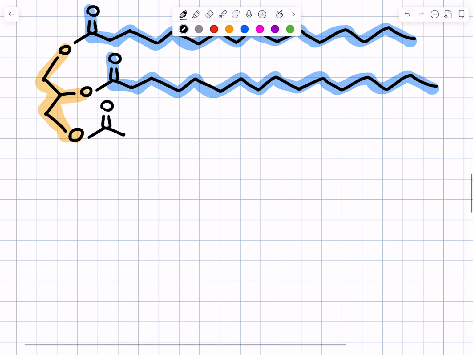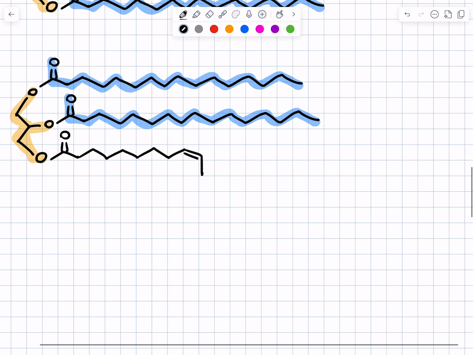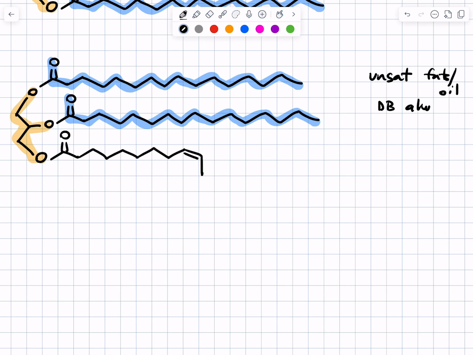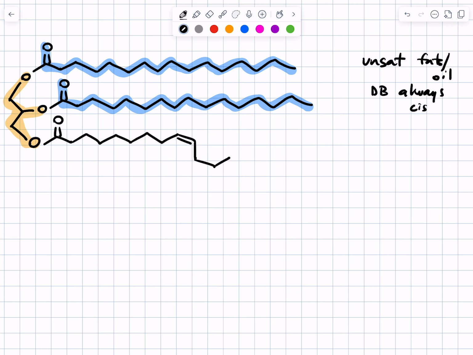Yeah. So as an example of that, let's draw a monounsaturated fat. Here, the double bond will be between carbon 9 and 10. 1, 2, 3, 4, 5, 6, 7, 8, 9. And then the double bond is between 9 and 10. And in unsaturated fats or oils, the double bonds are always cis. Nature makes them that way, and that has some consequences that we'll deal with later. So 9, 10, 11, 12, 13, 14, 15, 16. All right, so that's a double bond between carbons 9 and 10. It's in the Z configuration.